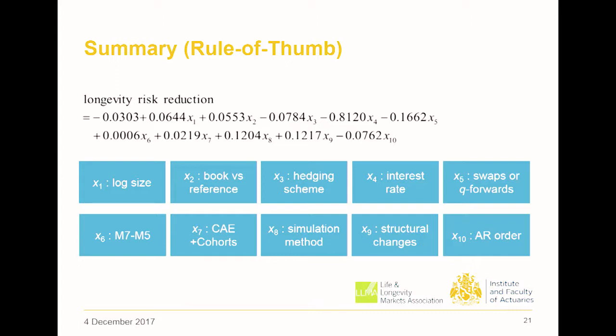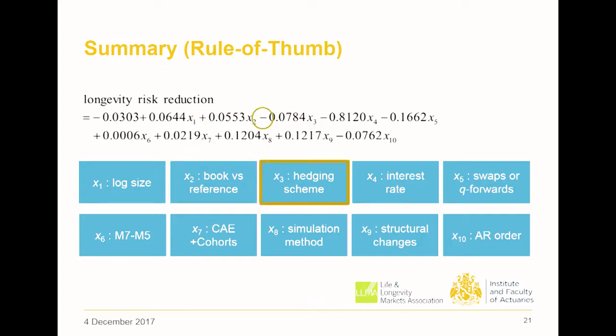The first 5 variables refer to the pension plan and the hedging environment, and the other 5 describe the model settings and assumptions. The signs of the coefficients can tell us how the risk reduction estimate would react to a change in a certain factor. The larger the size, the higher the risk reduction, and so the positive sign. The closer the relationship between the two populations, the higher the risk reduction. By the way, we use a categorical variable here to differentiate the relationships.